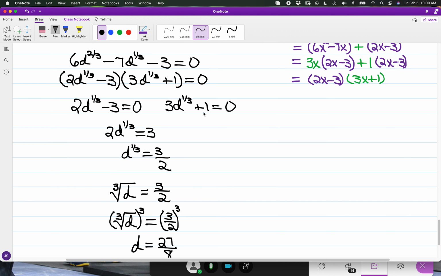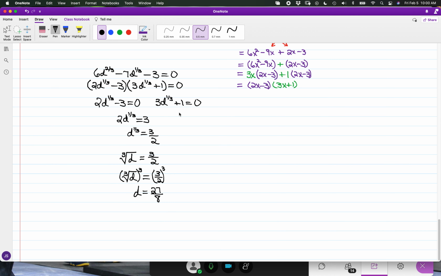Now for 3d to the 1/3 plus 1 equal to 0, if I itemize once again, we have 3d to the 1/3. 1 is subtracted from both sides, and then dividing by the coefficient 3, I have d to the 1/3 is equal to negative 1/3. Going from d to the 1/3 to the cubic root of d, the cubic root of d is equal to negative 1/3. And then taking both sides and raising to the third power.